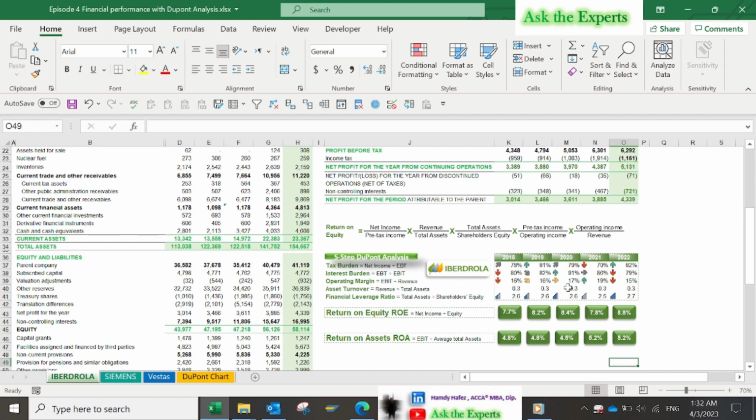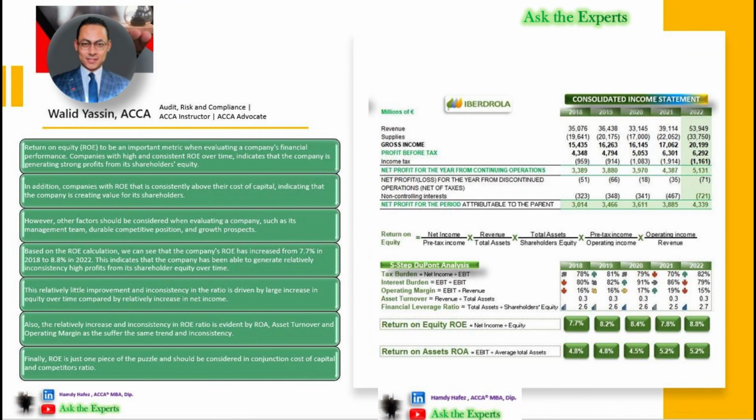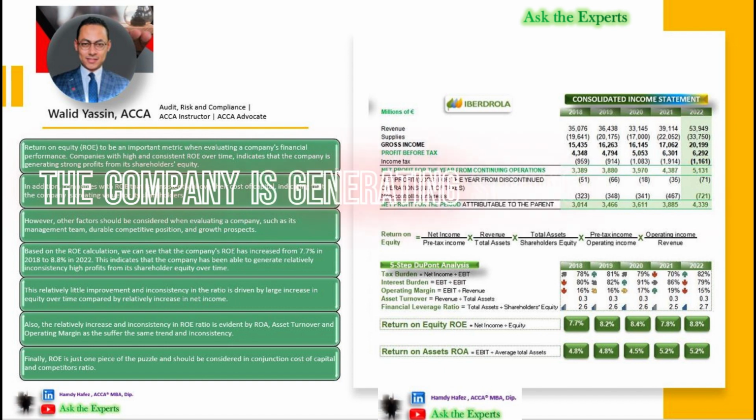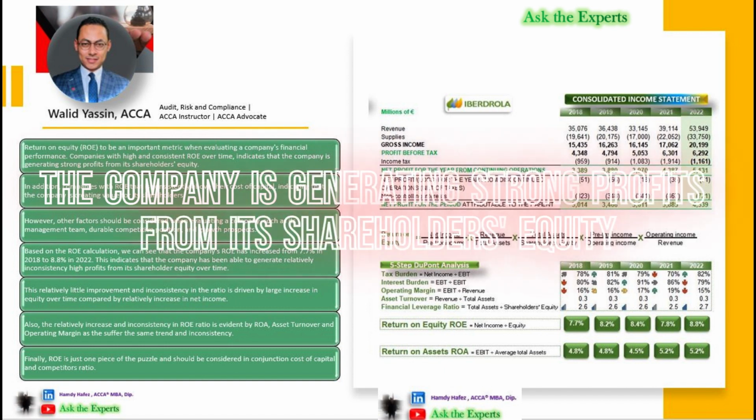Now, let us discuss the final results for our case study of IBERDROLA, and one of our experts, Mr. Walid Yassin, stated that return on equity, ROE, is an important metric when evaluating a company's financial performance. Companies with high and consistent ROE over time indicate that the company is generating strong profits from its shareholders' equity.